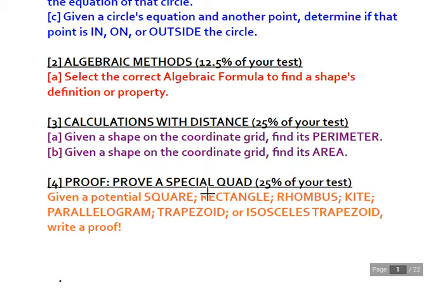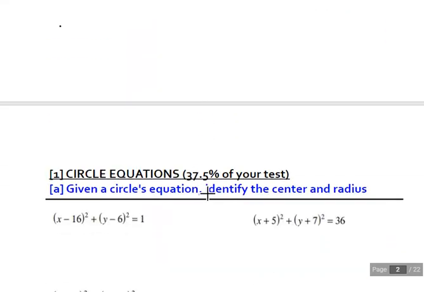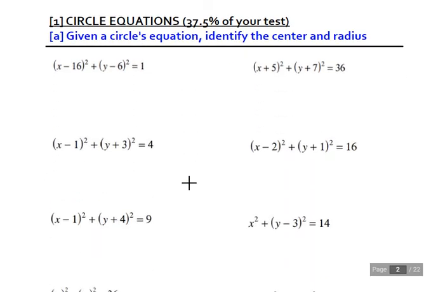So just like all of the videos that I've produced, I'm going to do this in parts and try to break it up into nice digestible bits. And so let's jump right into part one, circle equations.